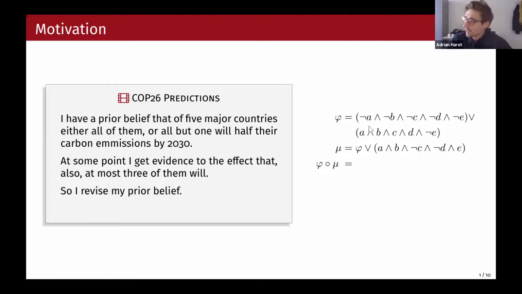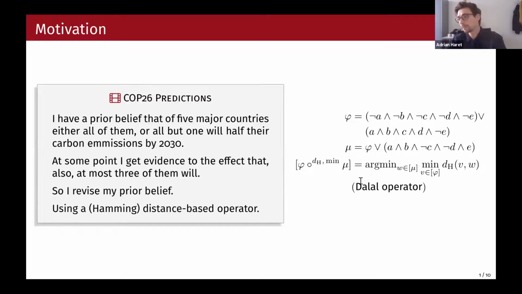But the idea is right now I have my prior belief, I have some new information, and I want to revise them. I want to find my revised belief. And I do this using the revision operator, the circle here. How am I supposed to do this? Well, a very popular, very standard choice is to use some kind of distance-based operator.